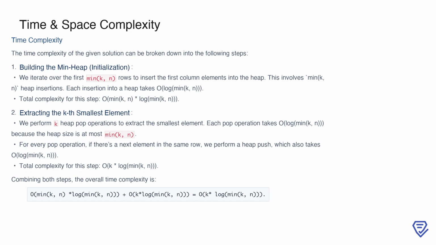Next, to extract the kth smallest element, we perform k heap pop operations. Each pop operation takes logarithmic time, and if there's a next element in the same row, we need to push it into the heap, which also takes logarithmic time. Combining these, the extraction step has a total time complexity of O(k * log(min(k, n))). Adding both steps together, the overall time complexity of this solution becomes O(k * log(min(k, n))).